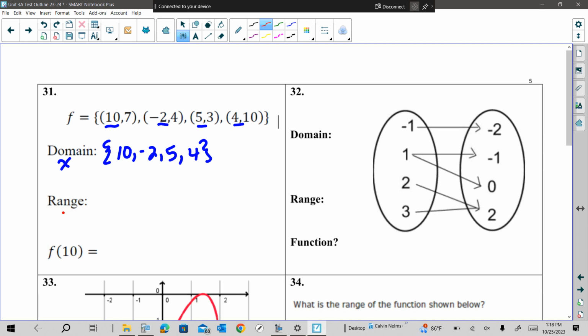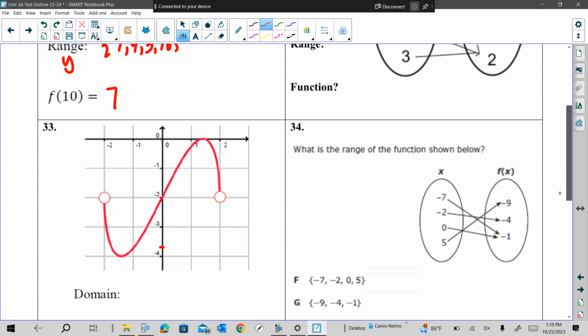For the range, we're just giving the y coordinates. So that's your second one: 7, 4, 3, and 10. Done. Now, what's the value of the function f of 10? Yep, the answer is 7. Easy.